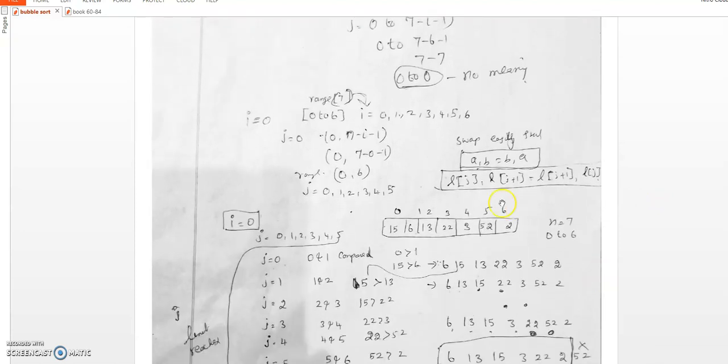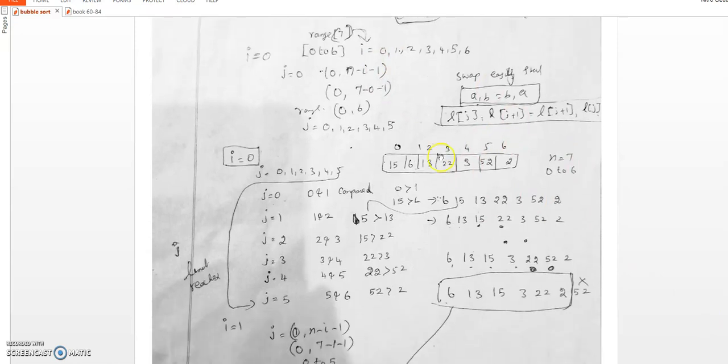So totally there are 7 elements. To sort the 7 elements, we need to go for 6 passes. So the pass varies as i takes the value 0 to 5. Since it starts from 0, there are 6 passes to sort the 7 elements. Understand? Here I have given the summarization. When i equals 0, what is the range of 7? 0 to 6. So i takes the values 0, 1, 2, 3, 4, 5, 6.